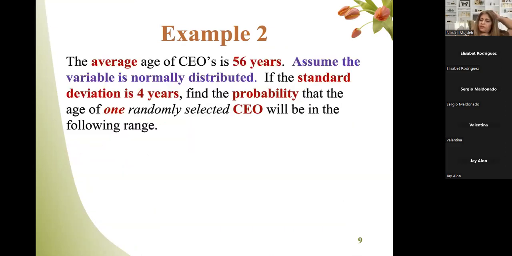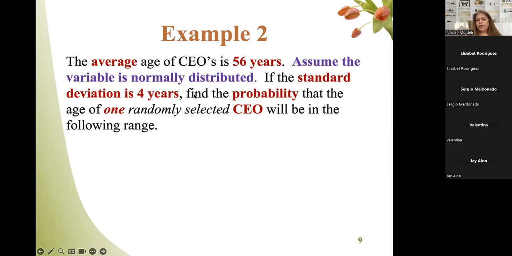Okay, let's look at one more example. The average age of CEOs is 56 years. So this is your mu. Do you see that I have been highlighting these problems? I highlight the key phrases. Average means mu. Mu is 56. Assume the variable is normally distributed. It means my variable is continuous and has a bell curve. The standard deviation is 4 years. Sigma is 4.